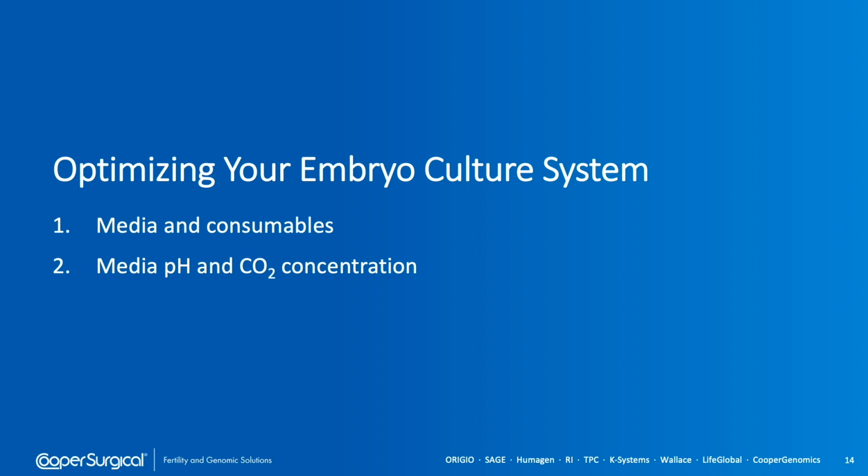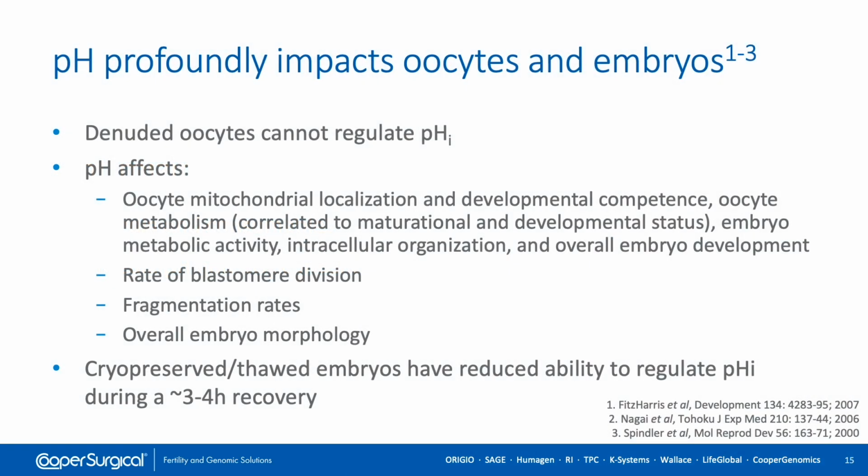So we'll move on now to the second section, looking at media pH and CO2 concentration. And we know from many publications and from our own experience that pH can profoundly affect the development of embryos and the quality of eggs. And two areas where we have to take particular note are when eggs have been denuded. They fail to have the ability to regulate their internal pH, and also after they're warmed following cryopreservation, the embryos lose the ability to regulate their internal pH for a number of hours.